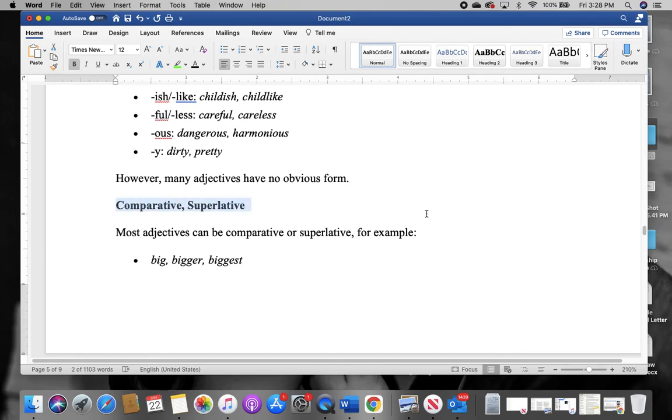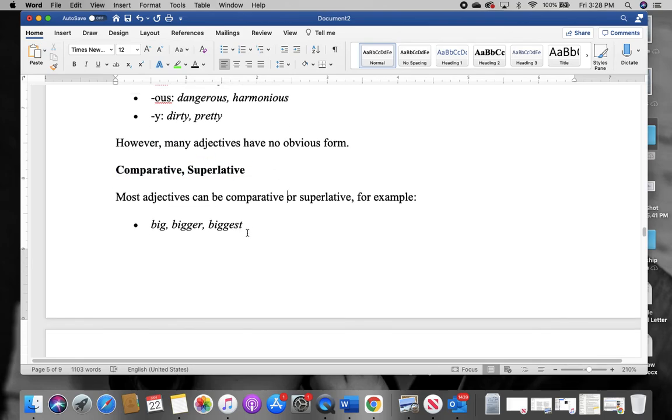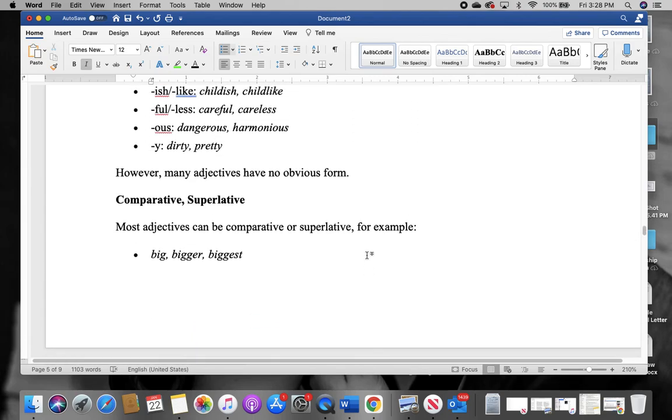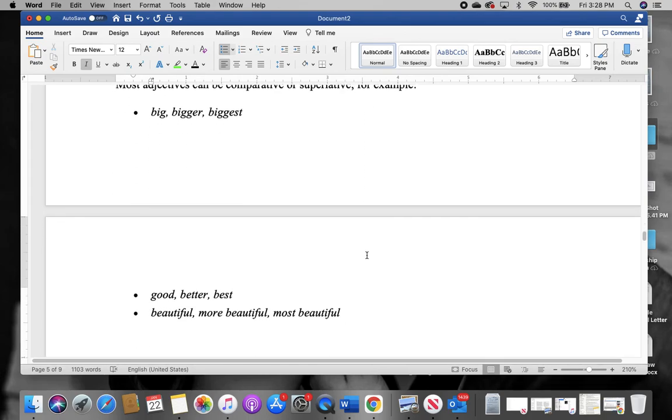Adjectives can also be comparative or superlative. So, right, if you ever have words like big, bigger, biggest, which goes back to the big dog was hungry, good, better, best, or beautiful, more beautiful, or the most beautiful. So that's kind of adverbs and adjectives.